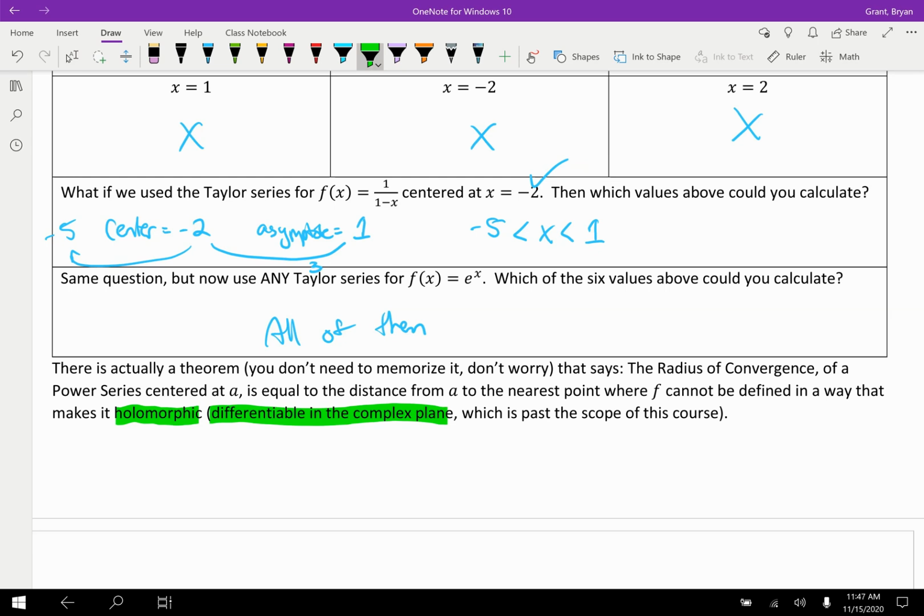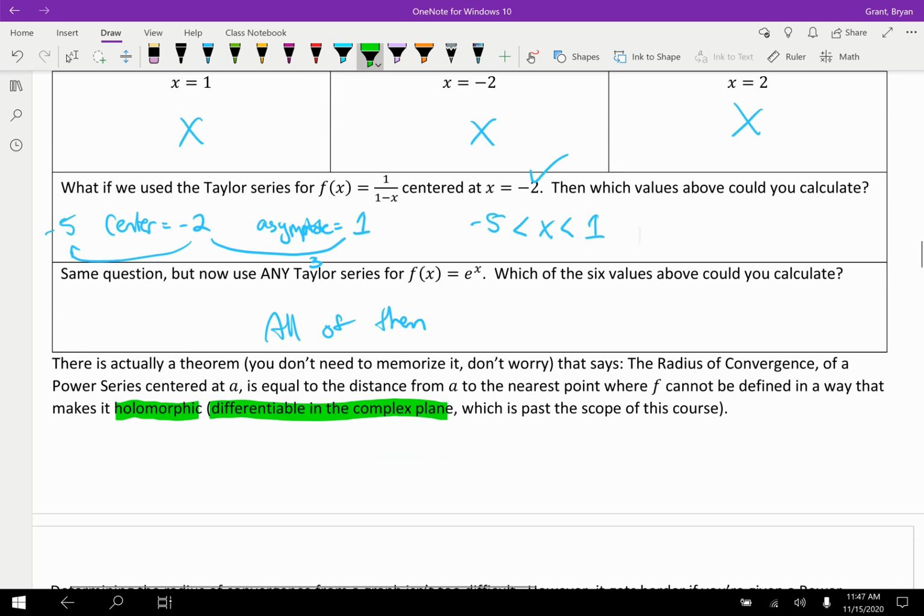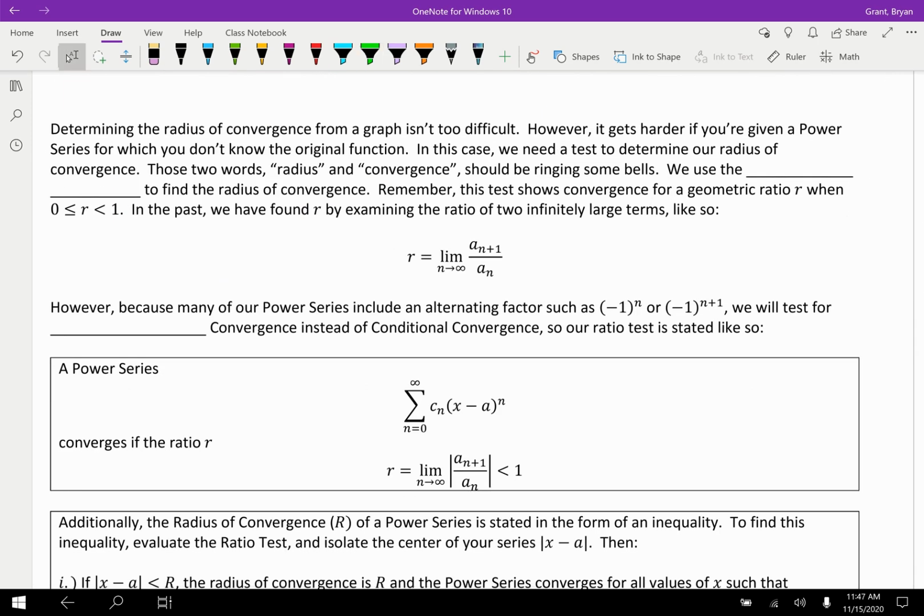But ultimately, all the theorem is saying is that, and we're really just going to focus on the real numbers for today, if you have a discontinuity on your graph, then that is going to be the bounding factor for our Taylor series. Now, if you have a graph of a function, determining the radius is really not that hard, right? You just count. You're like, here's the center, here's the discontinuity, that's my radius, I'm a winner. But it gets much harder if you're given a power series and you don't know what the graph or what the original function is.